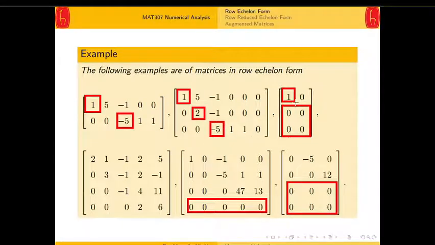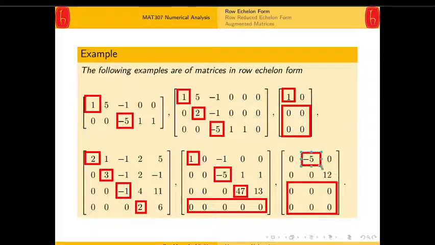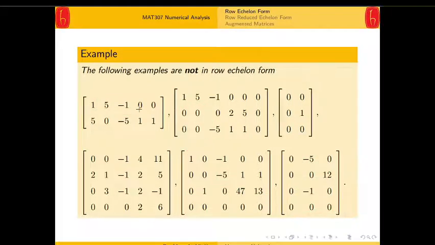And here we have only one leading coefficient, so there is no more, and we are done. Here again the leading coefficients are moving to the right, and also here, and also here. So these are all in row echelon form.